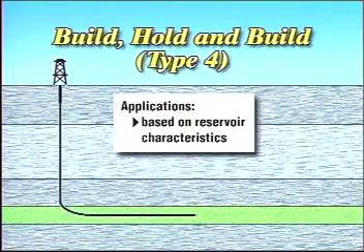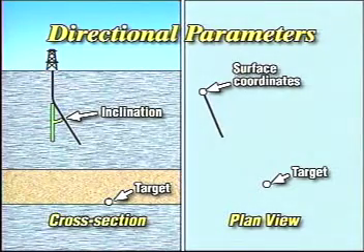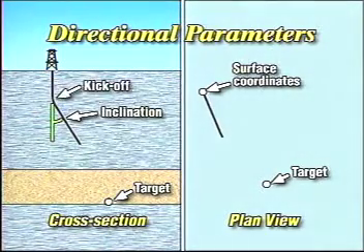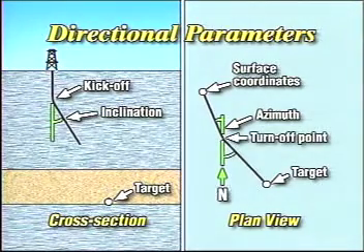We can define well profiles in terms of several key parameters. The inclination angle is the deflection from vertical at a given point, while the kickoff point is the depth at which we first begin building the inclination angle. The azimuth refers to the angle in the horizontal plane with respect to true north. The turnoff point is the depth at which we change azimuth.